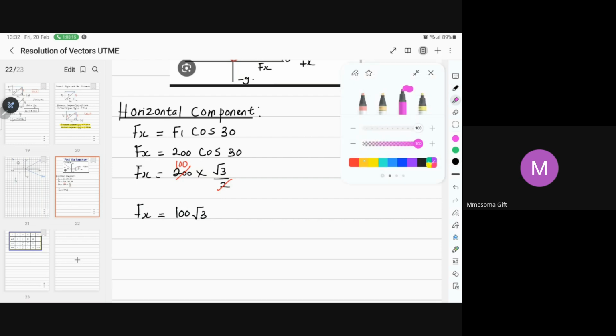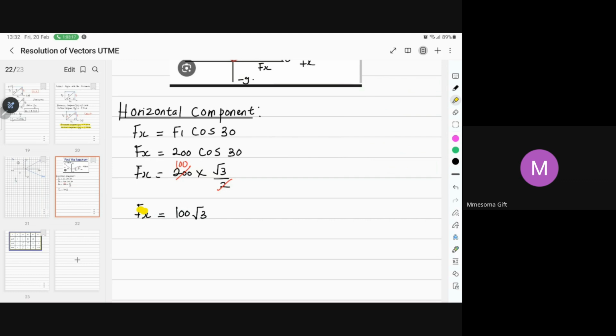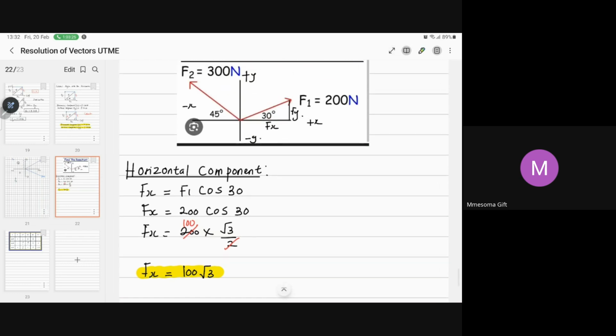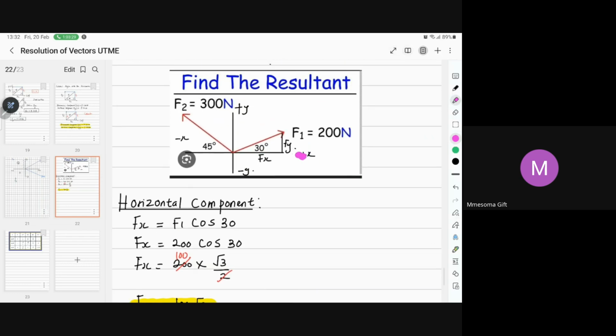So we're going to keep that horizontal component of the force for our F1. Let's keep it intact. And remember that this F1 here is positive because the force is on the positive x-axis. So we've resolved this F1.